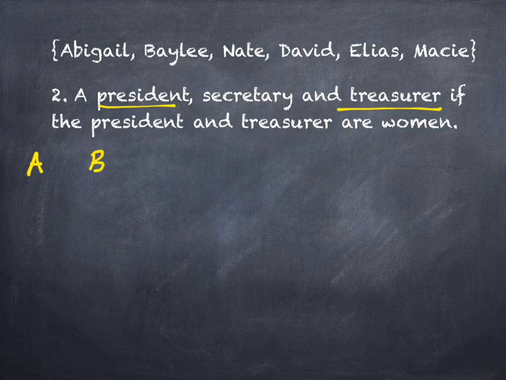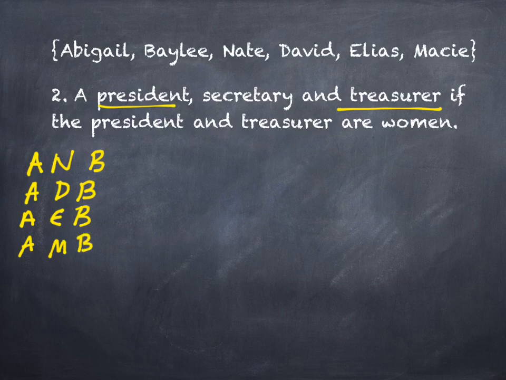So who could be secretary? Nate could. Is he next? Yeah, he's there. Who else could be secretary? David. Who else could be secretary? Elias. Who else could be secretary? Macy. And this is all the ways that Abigail could be president with Bailey as her treasurer.